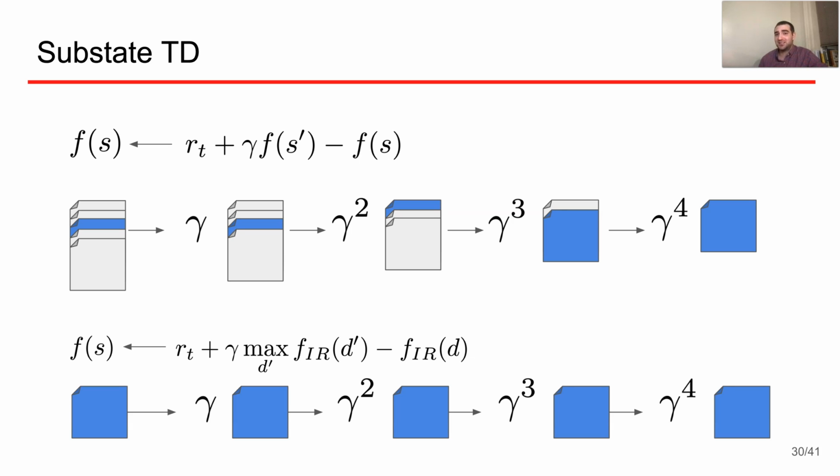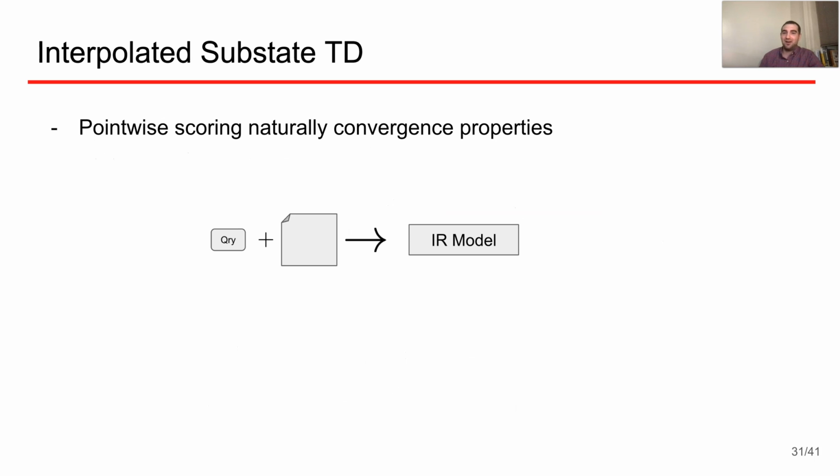So there's something there that says that, yes, that amalgam we saw in the previous slide and on the lower half of this one actually makes sense. And to show this, we actually demonstrate that the way we point-wise score actually has these natural convergence properties. That means that our substate temporal difference learning will converge to an effective policy.